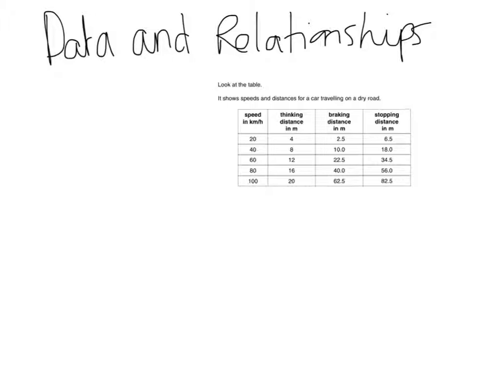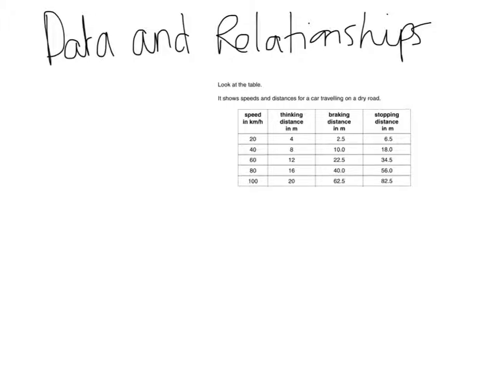Well, 2.5 is a quarter of 10, so you have to multiply 2.5 by 4 to get 10. It quadruples. If I double the speed, the braking distance quadruples. Let's see if that's the same for 40 to 80. If I double the speed from 40 to 80, then again I multiply the braking distance by 4. I get a greater increase. You need to remember that. If I double the speed, I quadruple the braking distance.